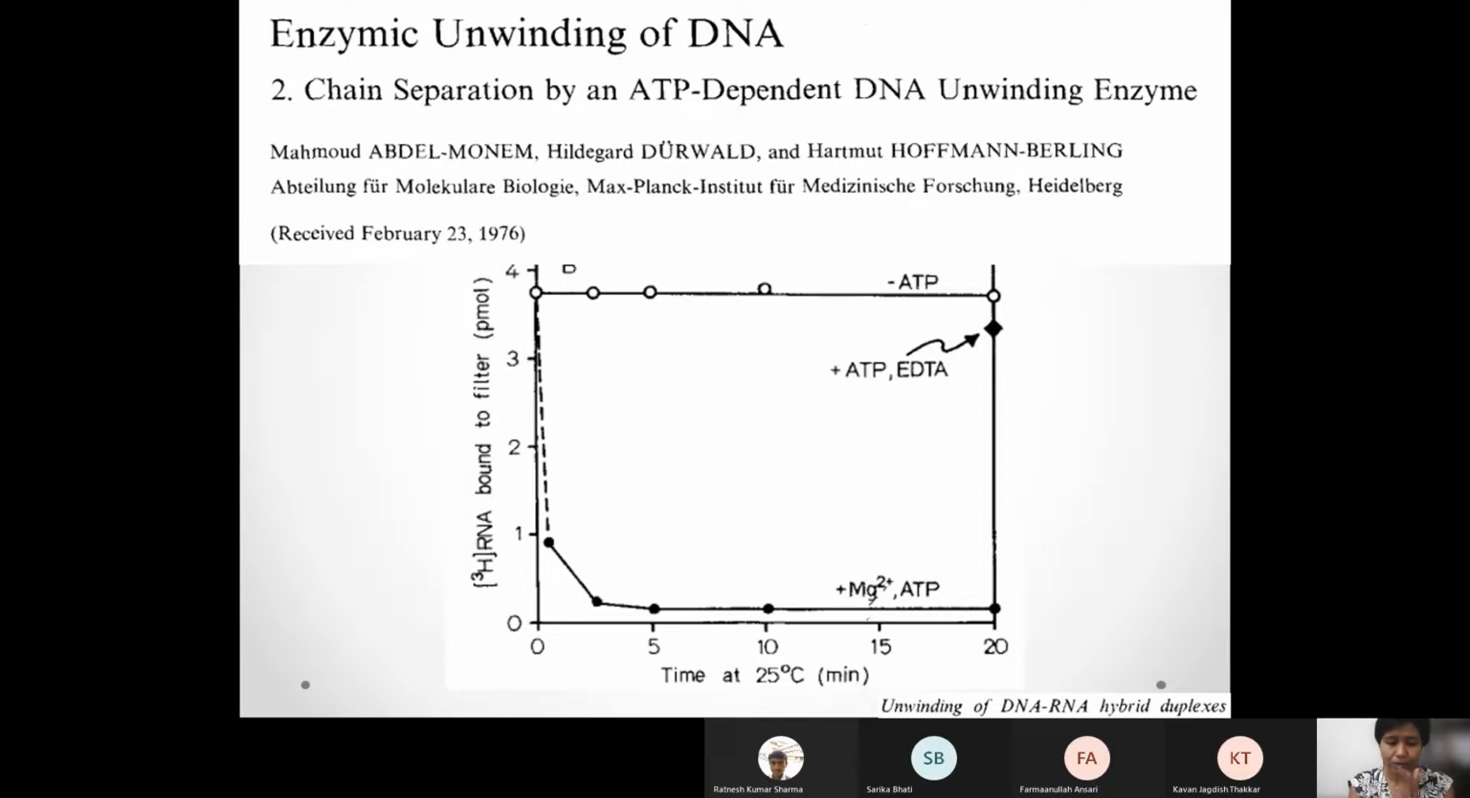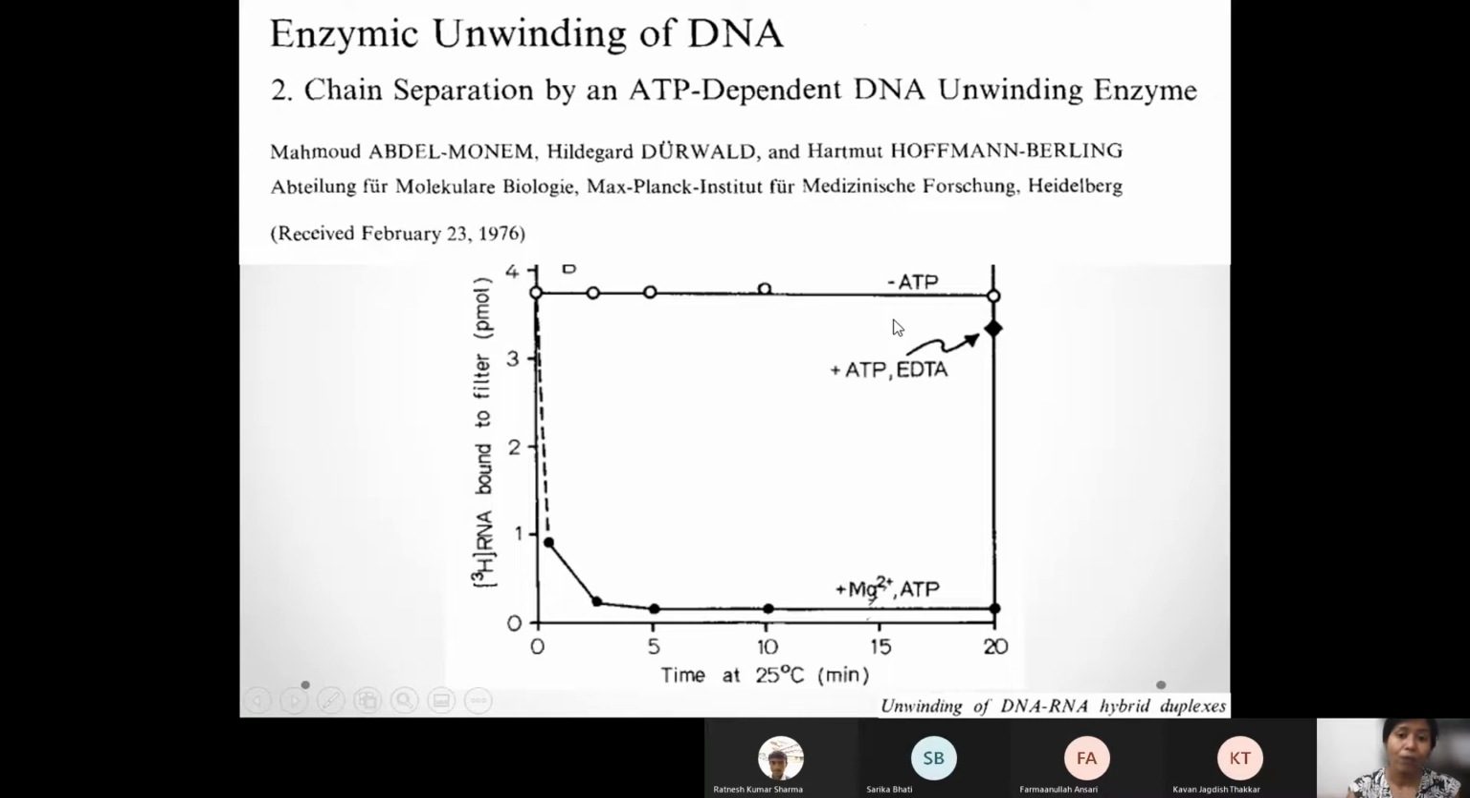They have used a radioactively labeled RNA strand, and now the moment they add that fraction, which they believe has kind of a helicase activity, they see that the levels of this DNA-RNA hybrid go down. And that is what they have plotted here. They see that the levels of this DNA-RNA hybrid are going down. What they also noticed is that this activity is dependent upon magnesium ATP. So if you leave out ATP, you see that this activity does not take place.